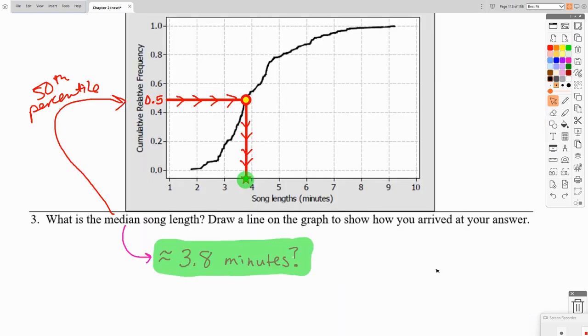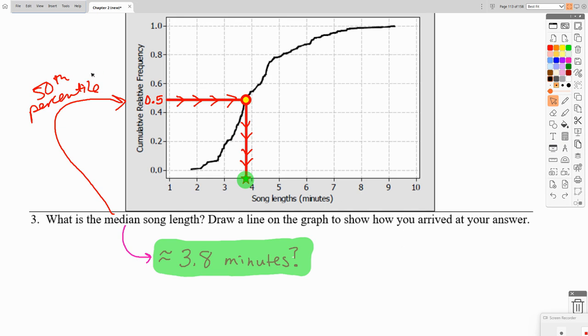All right, next up, what is the median song length? Draw a line on the graph to show how you arrived at your answer. So the median in an ogive would be at the 50th percentile. Typically, the vertical axis is going to be the percentiles, and whatever the context of the problem is going to be your horizontal. Now, technically, it could be flip-flopped, but most of the time, percentiles is vertical. Actual values are going to be horizontal.